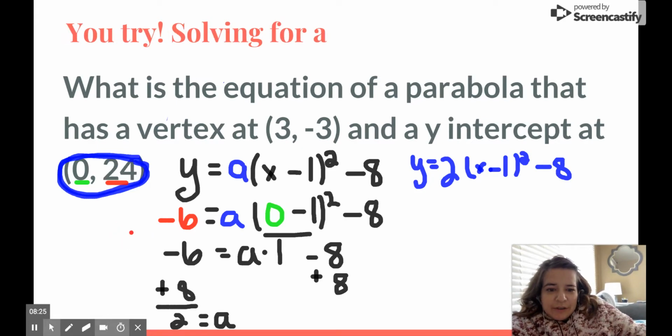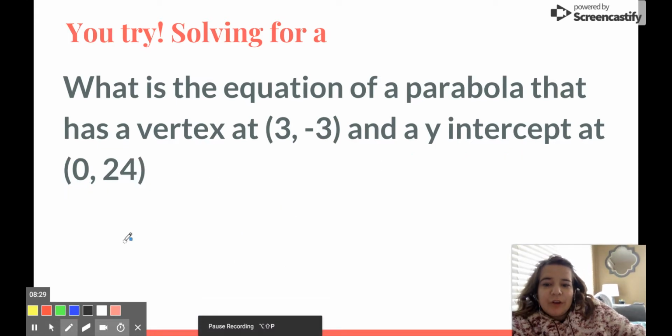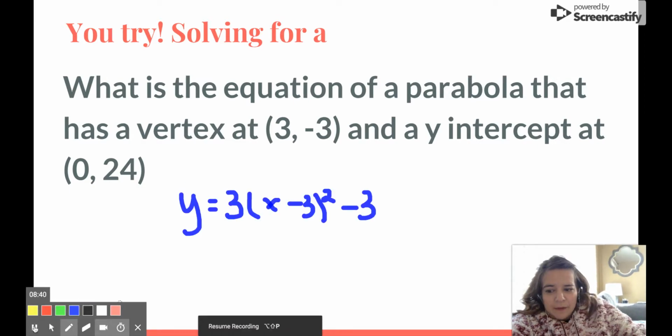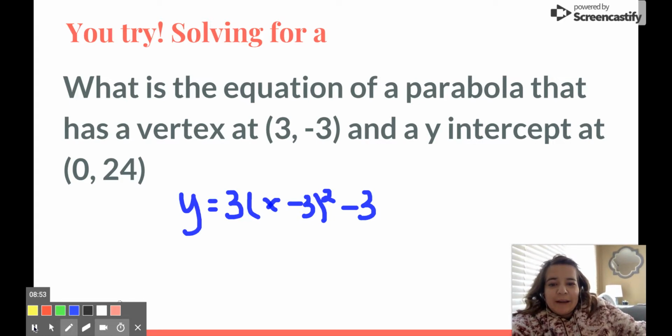So on this one, you can go ahead and try it out. You know the vertex, you know the y-intercept. Pause the video and see if you can get it on your own. So what I'm hoping is that you also got a value of 3. So your equation would look like this when you're totally done: y equals 3 times x minus 3 squared minus 3.